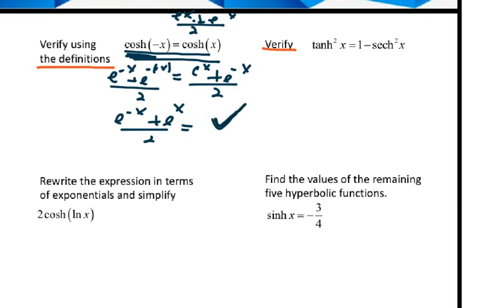So we're done. That was a fairly straightforward one, but that's what you would do if you're going to verify using the definitions: you would write down the definition and plug into it to make that happen. So let's look at the other kind of verification. Let's look at just a regular old proof. That would be like this one on the right where it says verify.